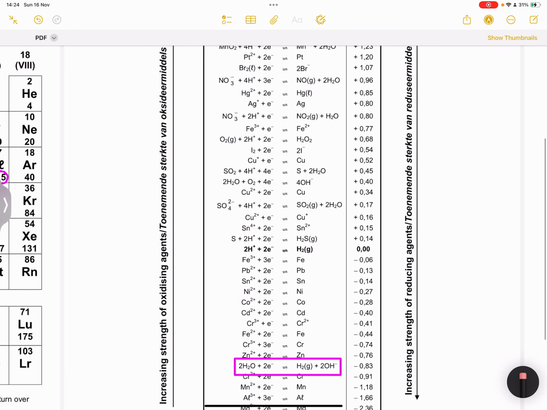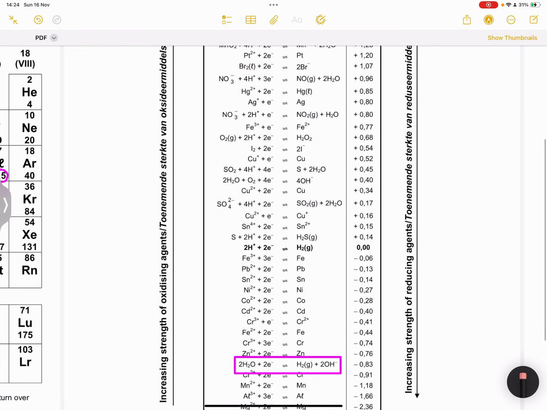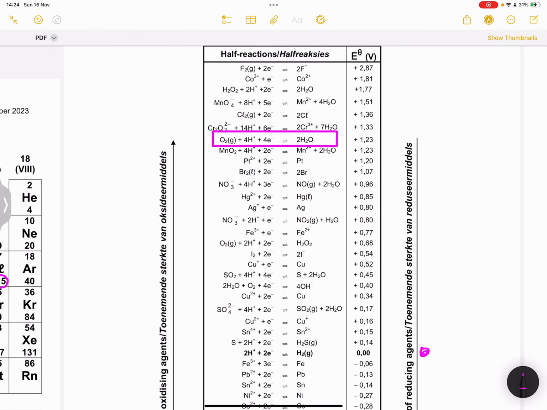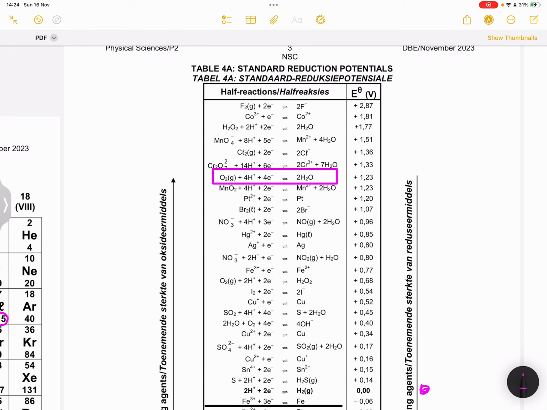So where is reducing agent? There it is. Okay, right. Now, when you look at it, ladies and gents, please note, the lower I go, the stronger it becomes as a reducing agent, right? So H2O is a stronger reducing agent in that case than the chloride ions. Okay, so it will tend to undergo oxidation, right?